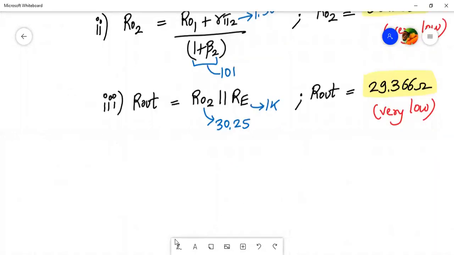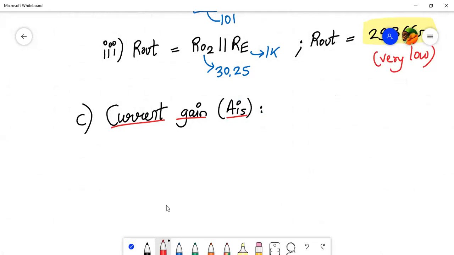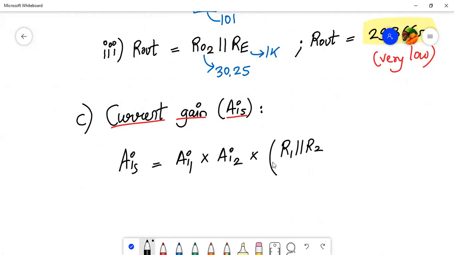Okay. Now next we calculate the current gain. So C part will calculate the current gain. So current gain will be given by AIS. Fine. So let's calculate AIS. Now AIS, we have already discussed the formula of the current gain. So let us quickly calculate this. So current gain will be AIS, which will be AI1 into AI2 into R1 parallel to R2 divided by R1 parallel to R2 plus RI1. So this is the formula.